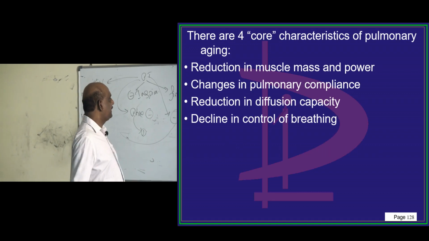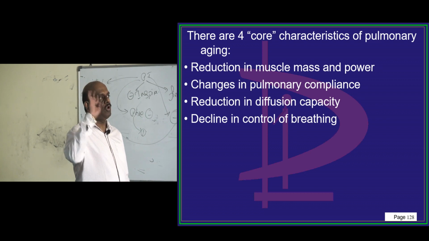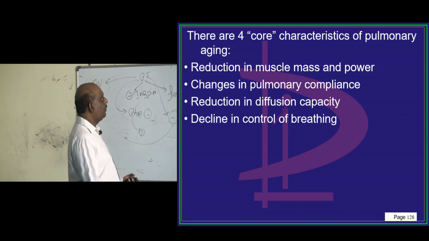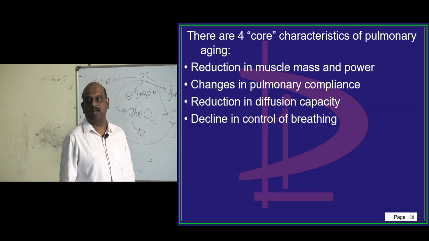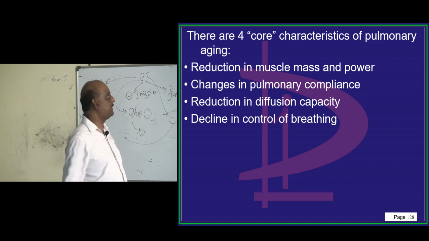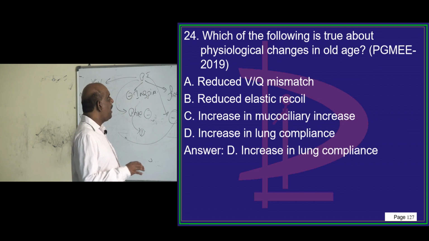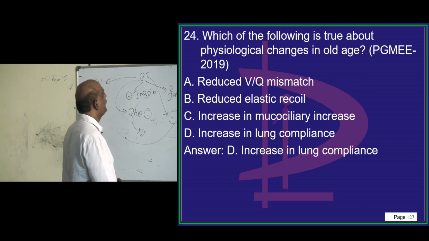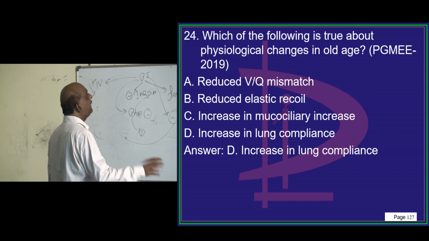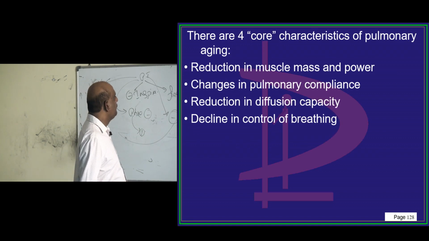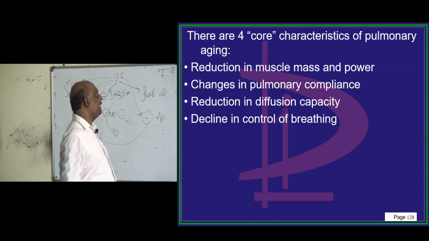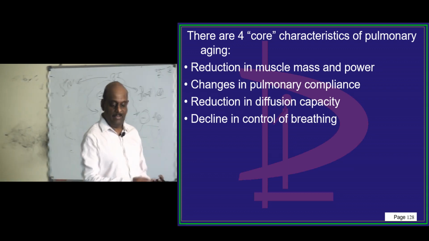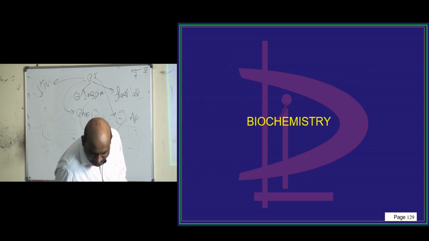With old age, what are the physiological changes? Easy question to answer. There are 4 core characteristics of pulmonary aging. As you become old, there is a reduction in the muscular mass and power of your respiratory muscles. Pulmonary compliance decreases. There is a reduction in diffusing capacity. And there is a decline in the control of breathing, is what you have to ultimately remember.